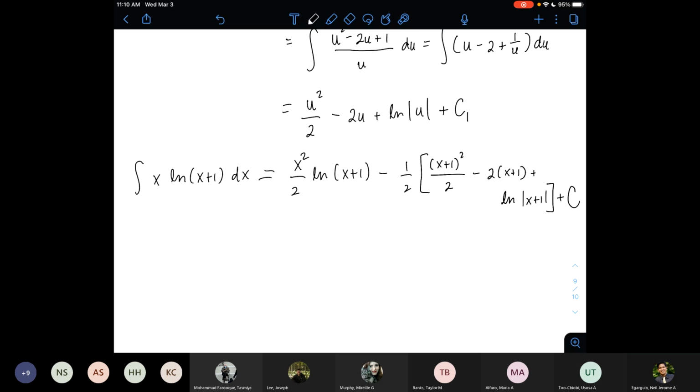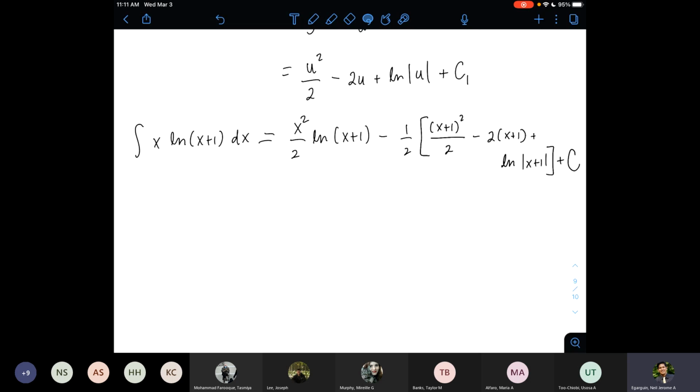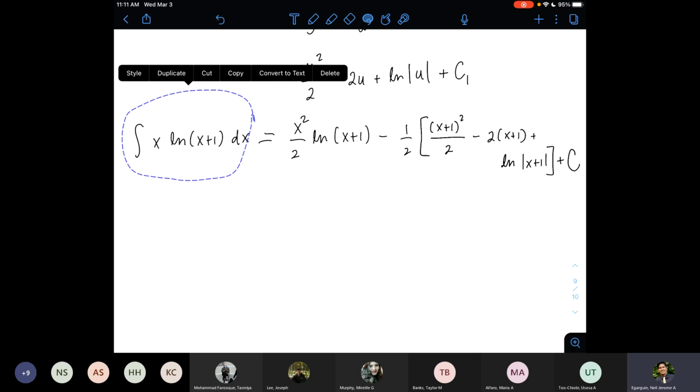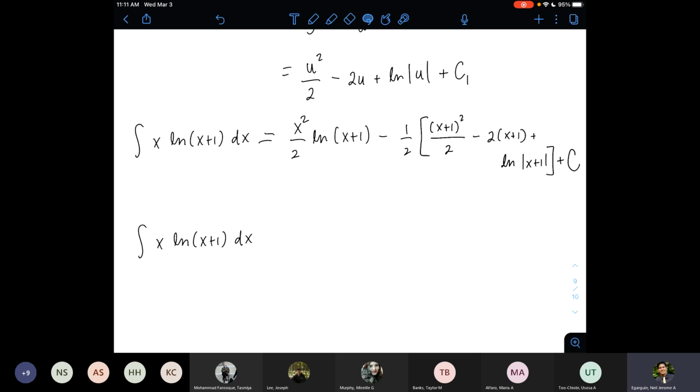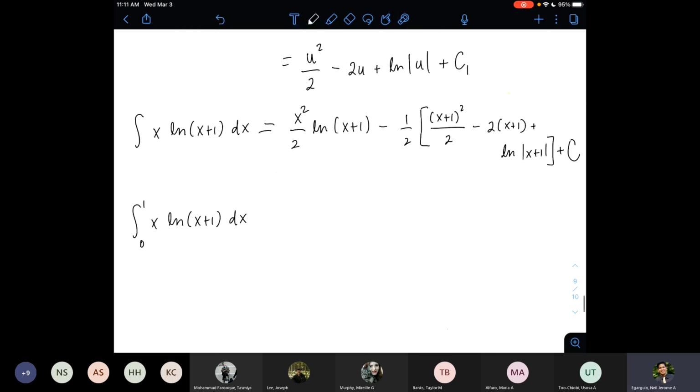All right, so everything good? I know this is a long solution, but I hope all of the pieces are clear, and then you'll just put them together into the final answer. Okay. Now remember, the original problem is a definite integral. So remember, we were told to evaluate this from 0 until 1, I guess. Let me just see. Okay, yeah.